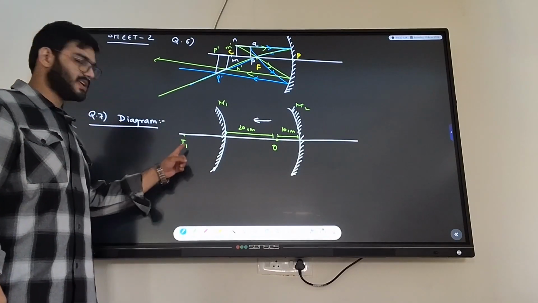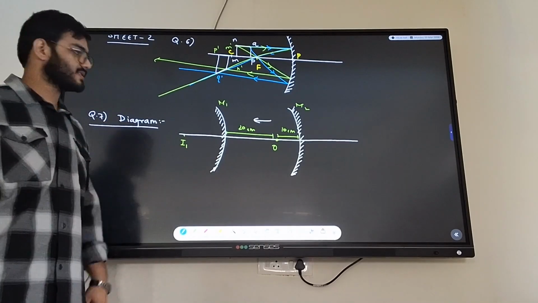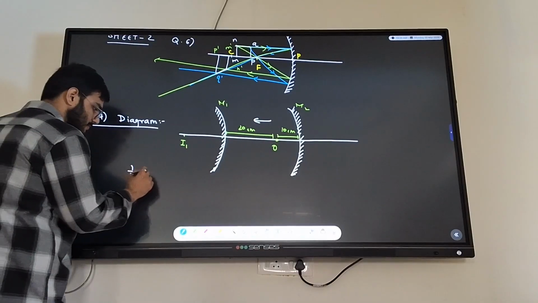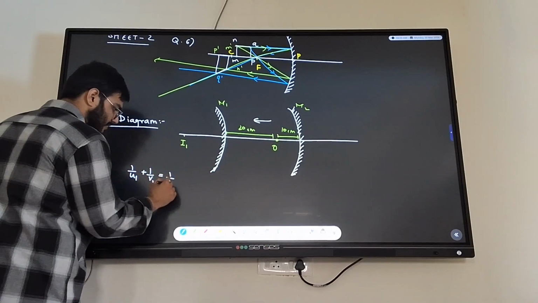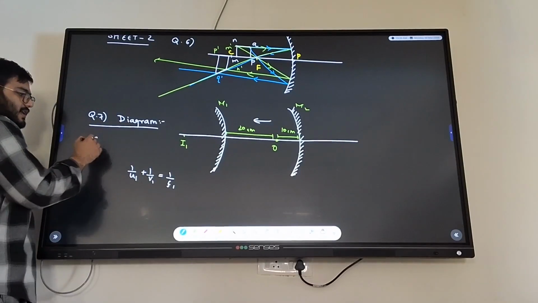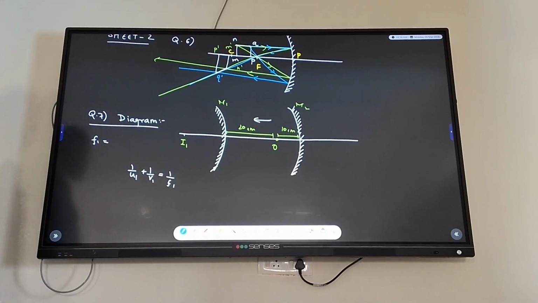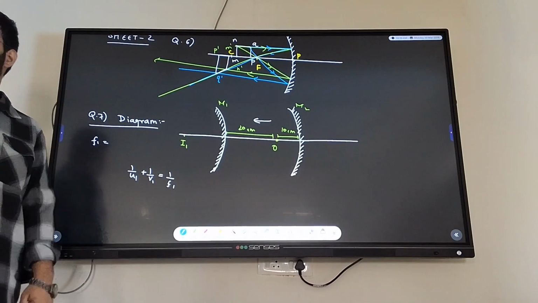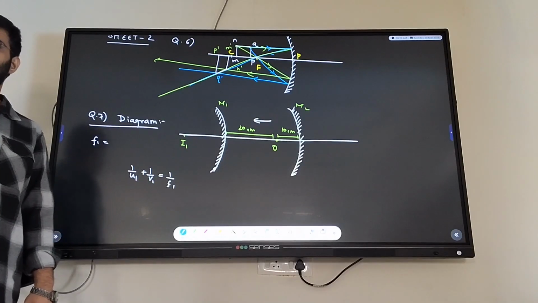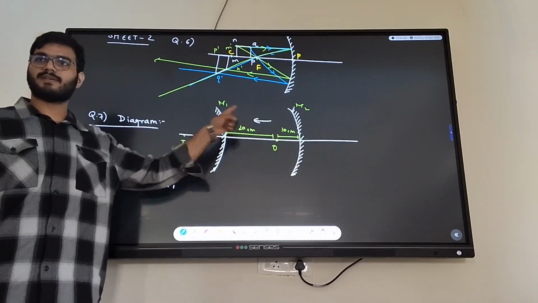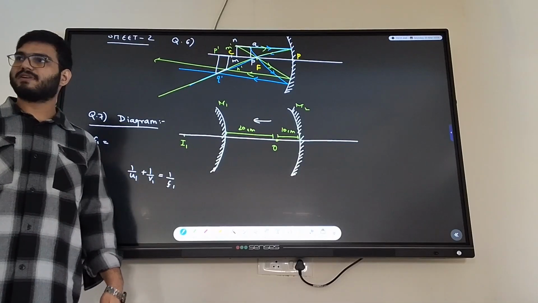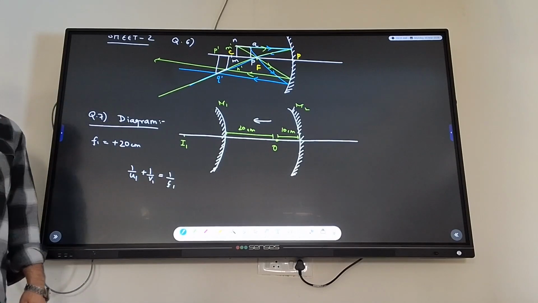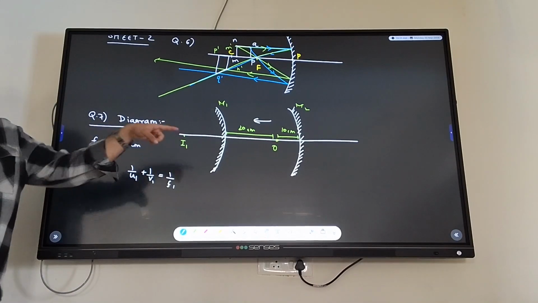If I want to find the image I1, so this is the first image. Let's try to do it. Then how to find it? 1 by U1 plus 1 by V1 is equal to 1 by F1. But for mirror M1, what is the focal length? It's 20, but is it supposed to be plus 20 or minus 20? In this direction, this is the incident ray. It should be plus 20. What about the object distance now? It should be minus 20.